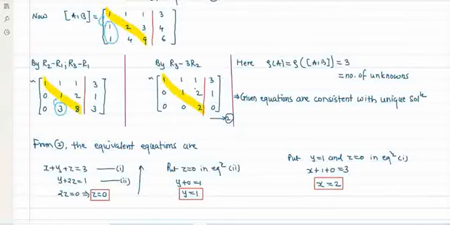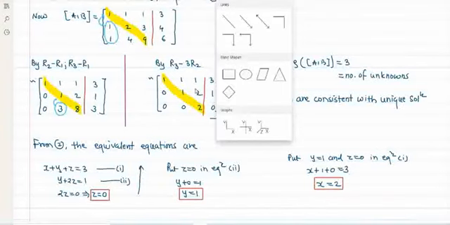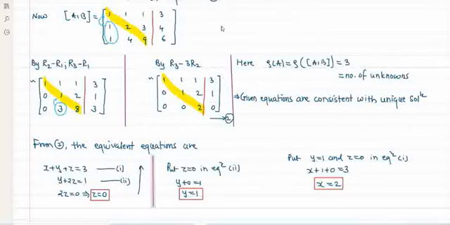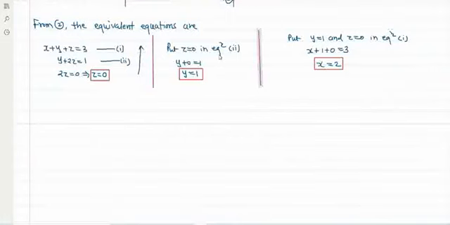Now, here only you can check your answer, whether your answer is correct or not. How do you have to check? Here finally I will write the conclusion and then I will verify that. So thus the solution is x is equal to 2, y is equal to 1 and z is equal to 0 is the required solution.